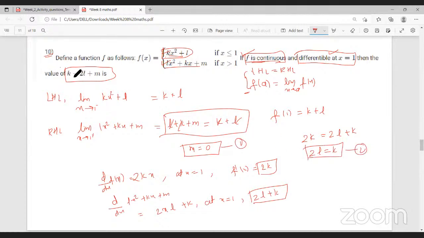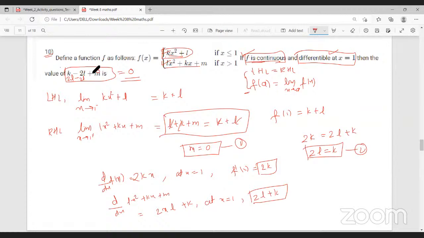Now I have to find out the value of this. M equals 0, and here you can see K minus 2L is also equal to 0, right? I can simply replace K by 2L, so the value of this particular expression equals 0. Got it, right? Any doubt in this problem?